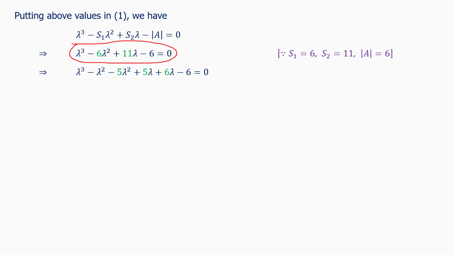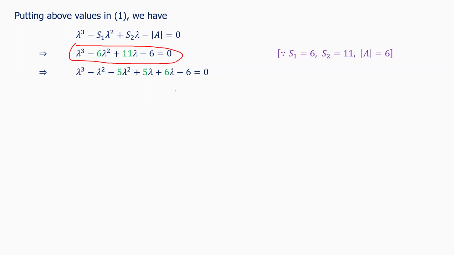We are also able to solve this question with the help of the factorization method. The first thing we have to use is the hit and trial method, in which we put different values of lambda into the given equation. If a value of lambda satisfies this equation, then we say that value of lambda is a root of the given equation.